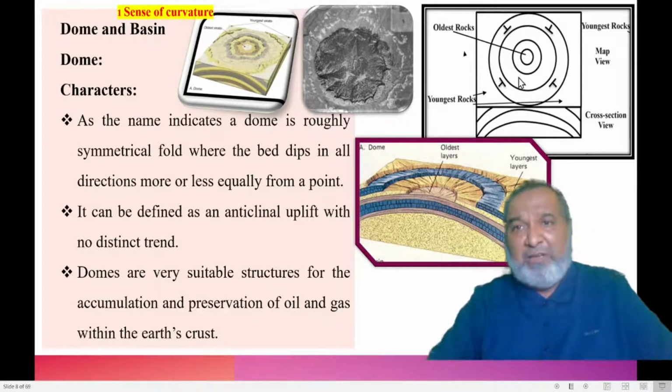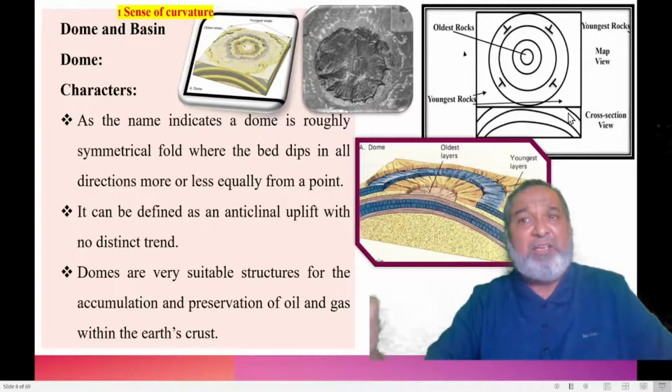So here we have given the highest point. The older will be at the center, and the younger formation at the periphery. It is sloping. If you make a section over here, in that section you can get this particular cross section. The oldest will be at the center, and at the periphery we have the younger one.